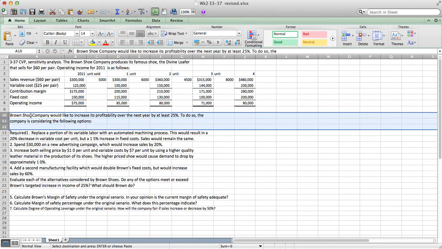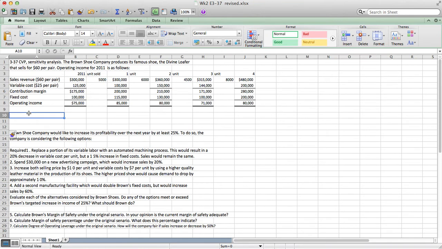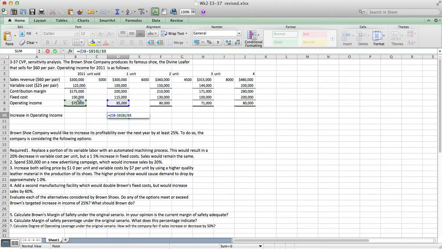If we looked at all these scenarios, I'm going to insert some lines right here, so that I can eyeball this. If we're looking at the 4 scenarios and we want to know the increase in operating income, again, 2011 is our baseline. So we're going to calculate our increase, and we will subtract baseline, and I want to make this an absolute reference. And I'm going to divide that by baseline. And again, I'm going to make this an absolute reference. And this should now be a percentage, and let's increase that to 2 decimal points.